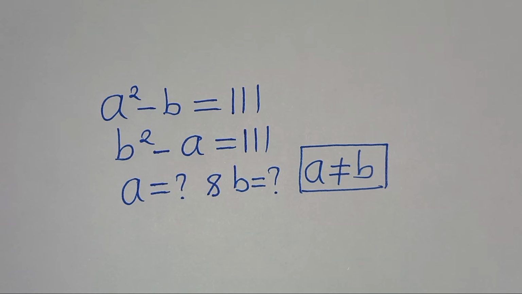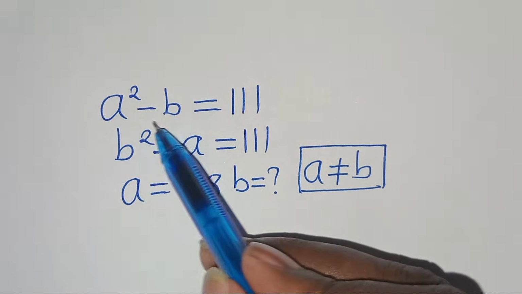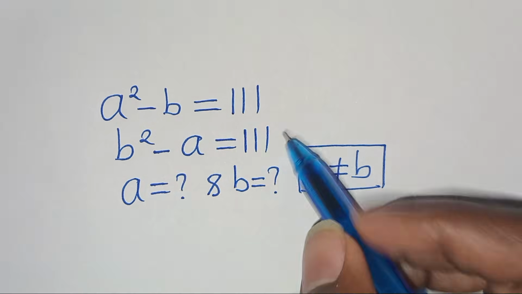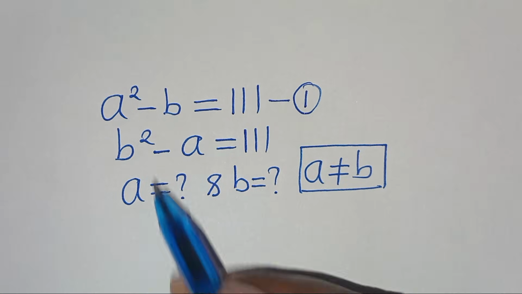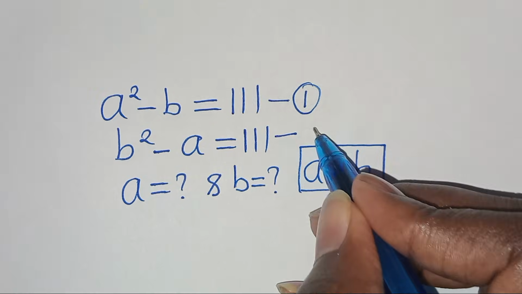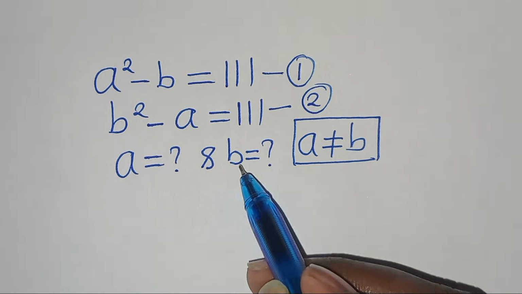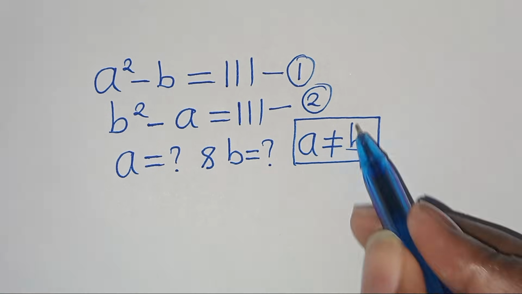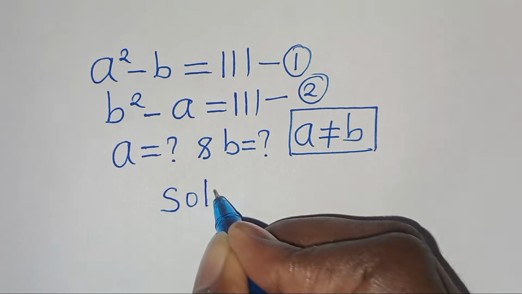Hello everyone, you're welcome to solve this nice algebra problem, which is a squared minus b. This is equal to 111. Let's call this equation 1. And that b squared minus a, this is equal to 111. Let's call this equation 2. So what is the value of a and what is the value of b, given that a is not equal to b? So let's provide a solution from here.